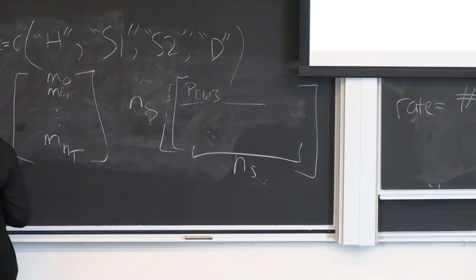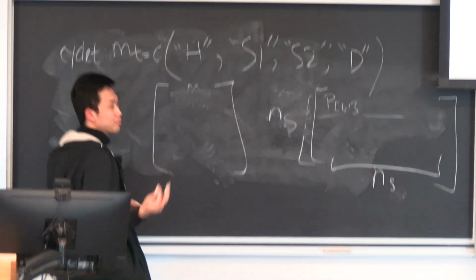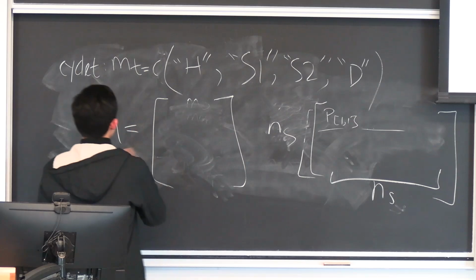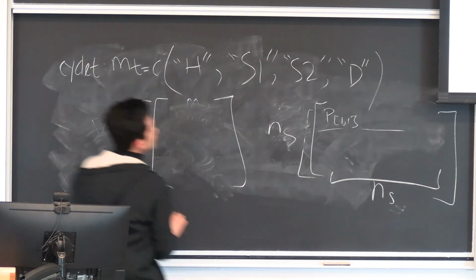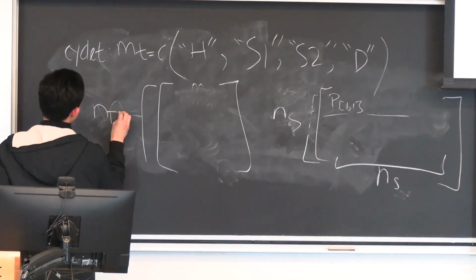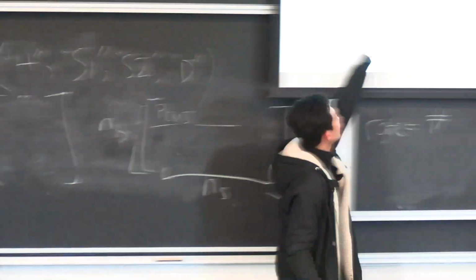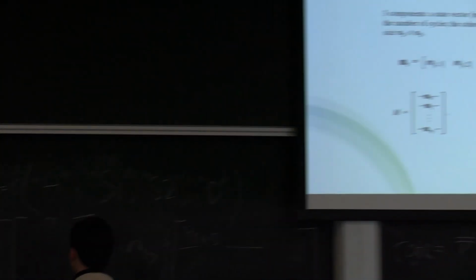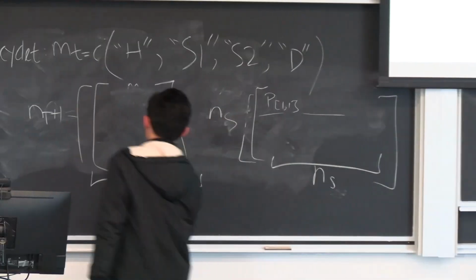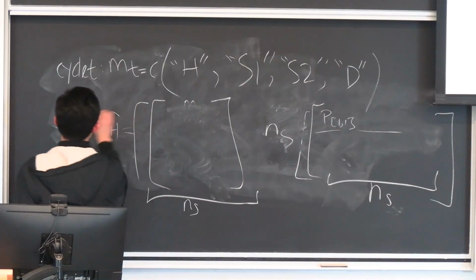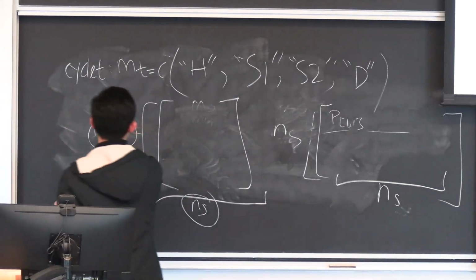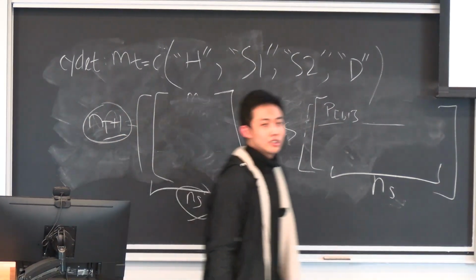So, if we expand the dimension of M, here we have M0, M1 until MNT. The rows is actually number of cycles plus 1, because we start from cycle 0, cycle 1, up to cycle nt. And the number of columns, by definition of the vector mt, is equal to the number of states. So the dimension of M is the number of cycles plus 1 and the number of states. Sorry for the confusion, guys.